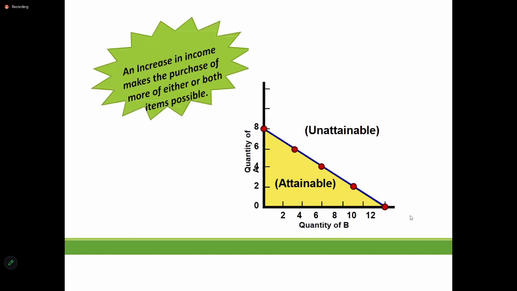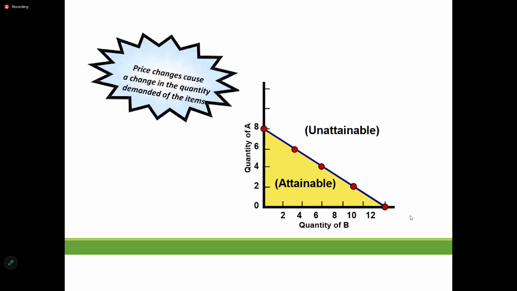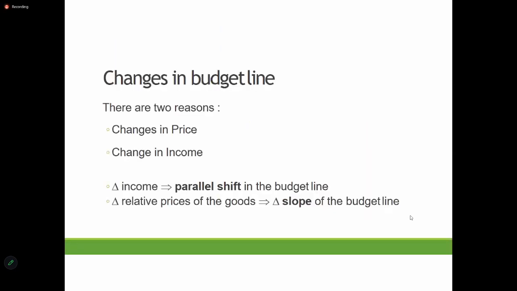An increase in income makes purchase of more goods. You know that point. And another point, price changes lead to purchasing more and more goods. So these two things are important: income changes and price changes. That's why there are two things that change the budget line, price changes or income changes. When income changes, there is a parallel shift of the budget line. I'll explain it later on. Price changes change the slope.